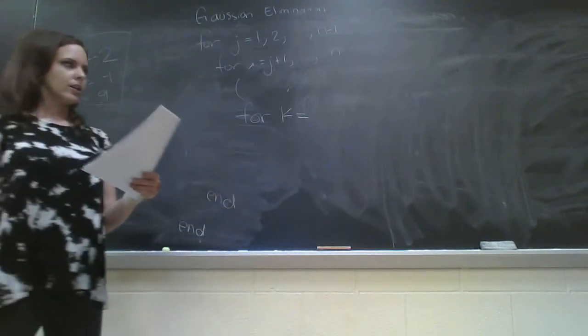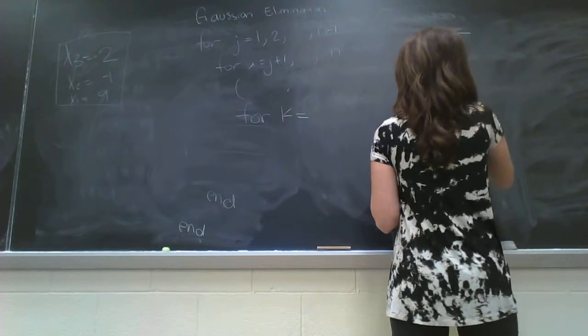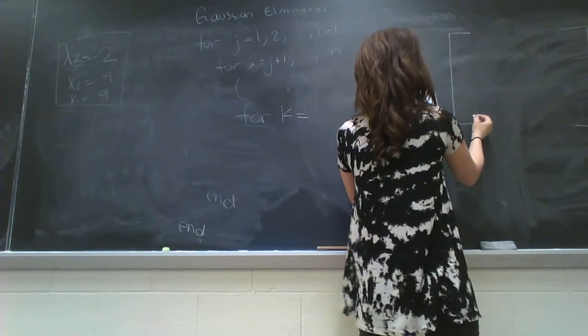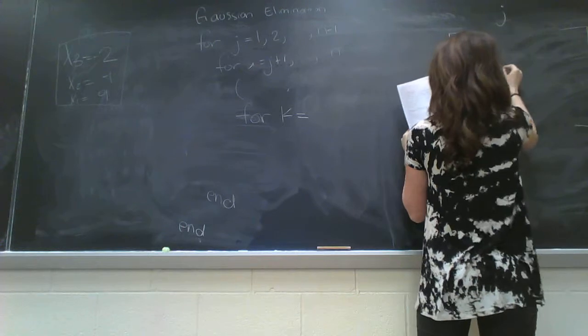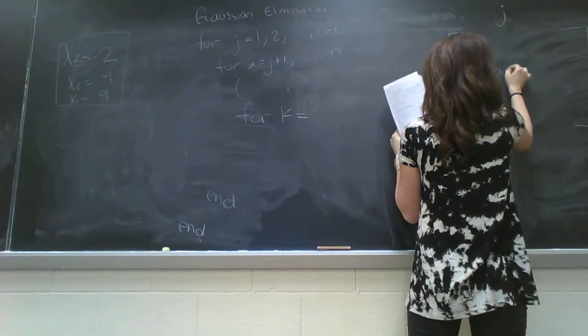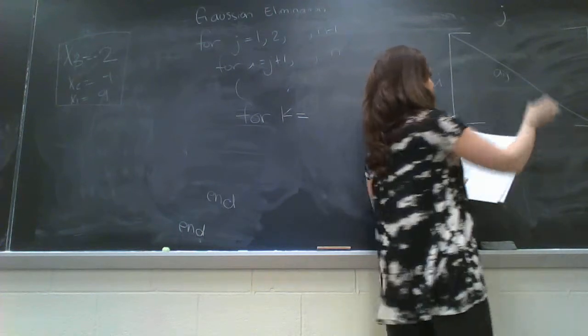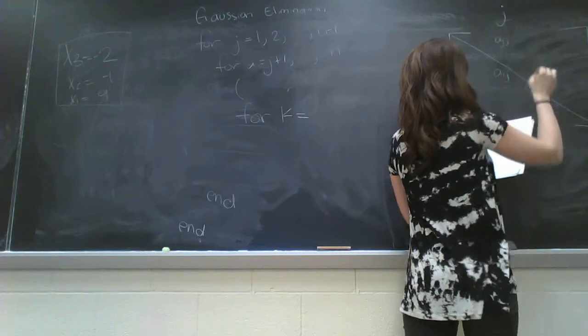So K is going to, actually, let me draw a diagram up here too of what's going on. So if I'm in row I, I'm in column J. So here I have Aij, and it's below the diagonal. So this is, we can call that Ajj.